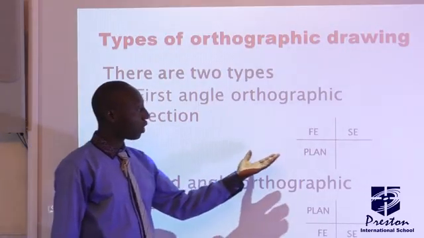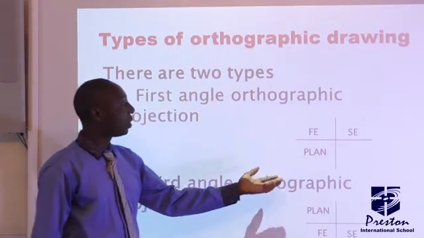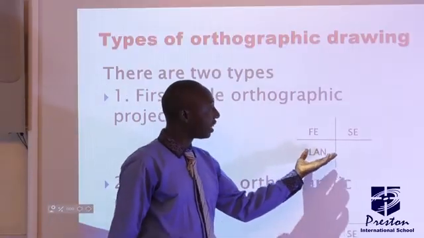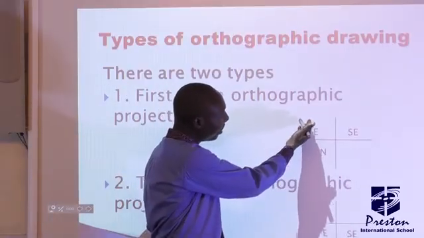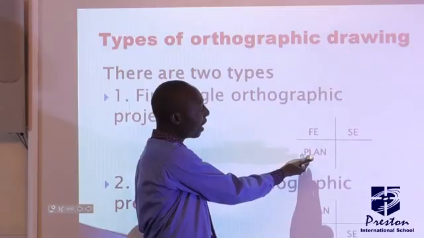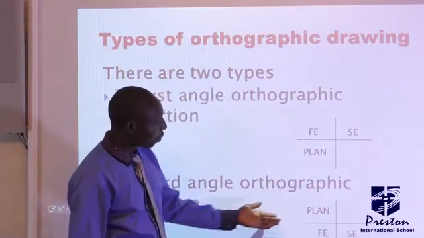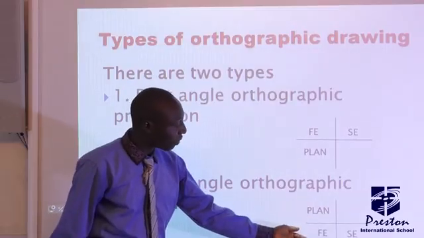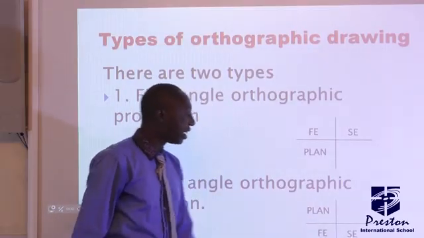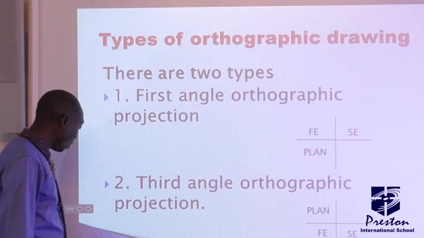When you draw an object in first angle, the layout will be in this format. That is, the front elevation will be on top of the plan when you draw it, and the side elevation to the other side. While in the third angle, the plan will be on top of the front elevation, and the side view will be at the other side.